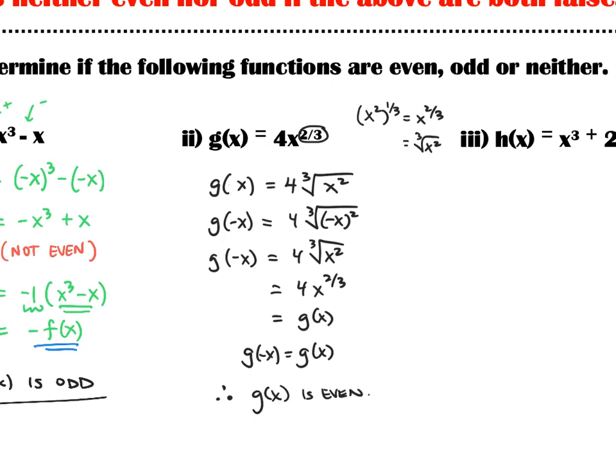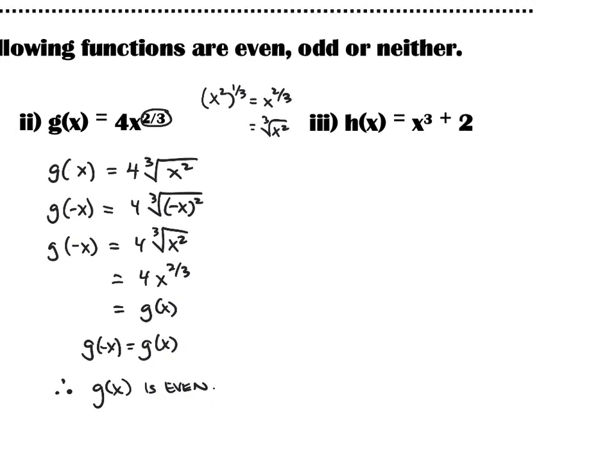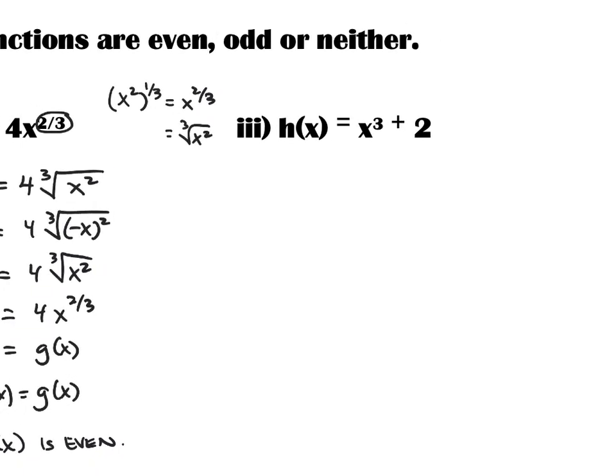Outstanding. Okay, last item for the notes for today. x cubed plus 3. Let's take a look at that. So h of negative x is equal to negative x cubed plus 2, which if I cube a negative x, I get negative x cubed plus 2. Now that's not equal to h of x. Since that's not equal to h of x, we know it's not even.